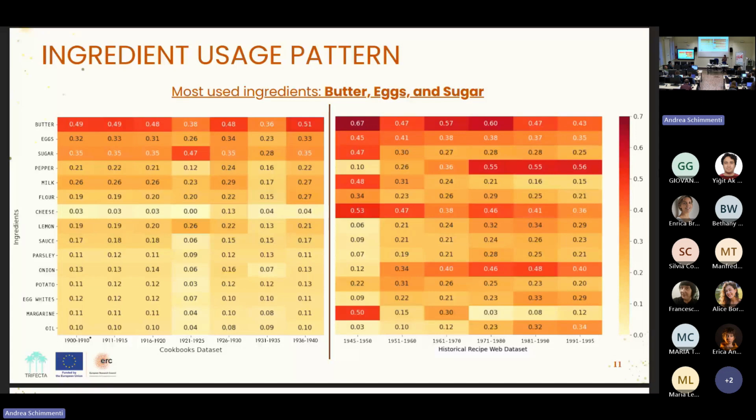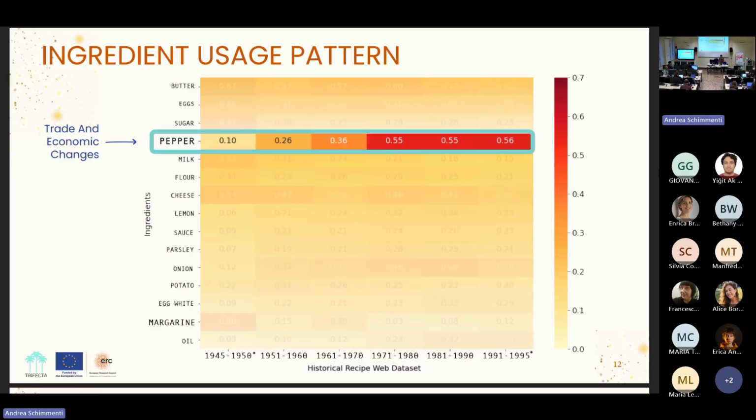The three most common ingredients were butter, egg, and sugar. And I would love to be in that era. But I understand it's really difficult to read this, so let us focus on one example here. The example here shows pepper. As we know, especially for the European market, pepper was a luxury item. It was an extremely prized commodity.